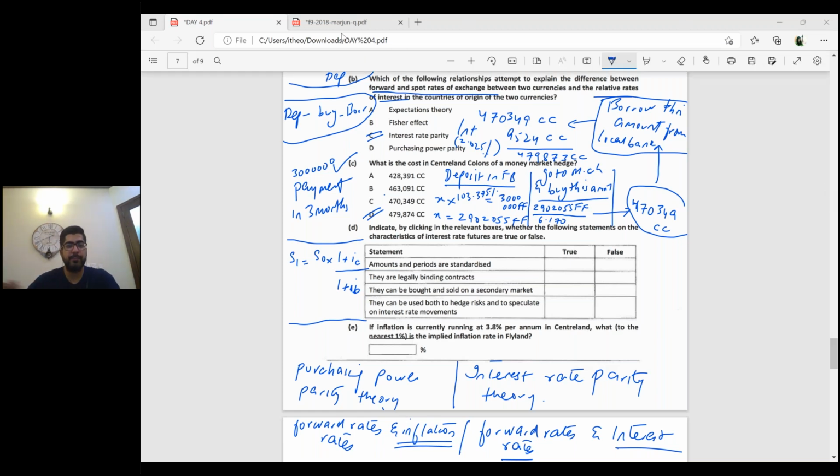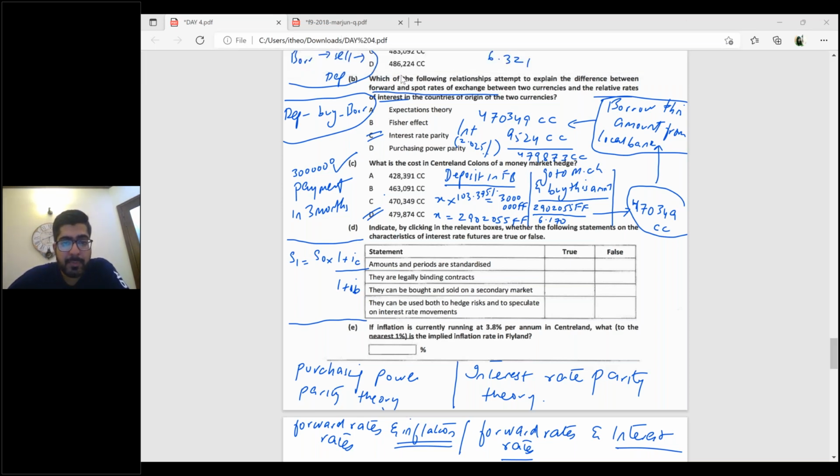Then D. Indicate by clicking in the relevant boxes whether the following statements on the characteristics of interest rate futures are true or false. So in the Kaplan text, the characteristics of futures are clearly mentioned, either currency futures or interest rate futures. Amounts and periods are standardized. You don't get futures on your own wish. They are standardized. They are legally binding. Yes, every contract is legally binding apart from options. I have told you that options don't have an obligation. Everyone else has a binding obligation.